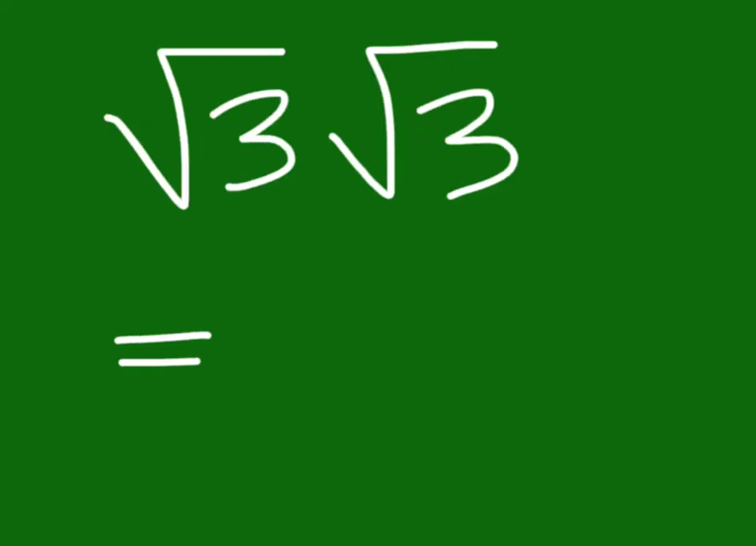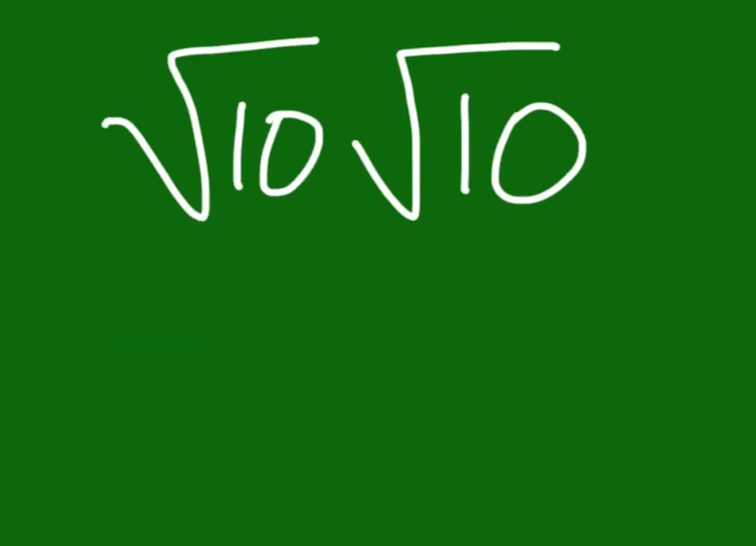What's the answer to this? Square root of 3 times square root of 3 will be 3. What's the answer to this? 10. What's the answer to this? It would be -1. Anytime you multiply a square root of -1 by itself, it's going to be -1.